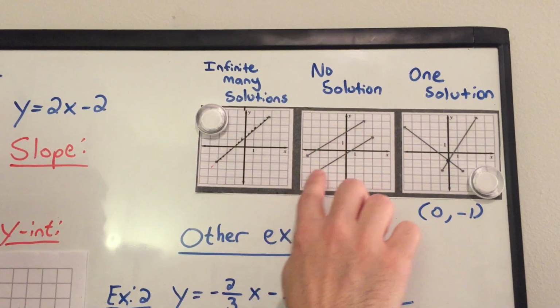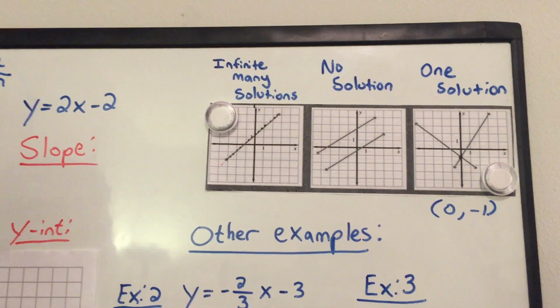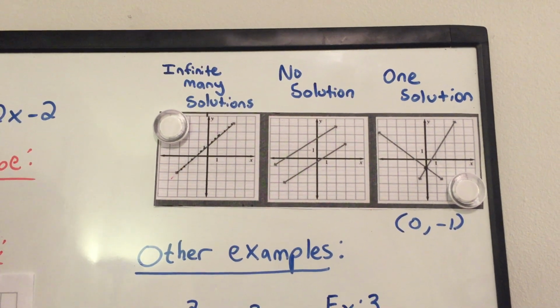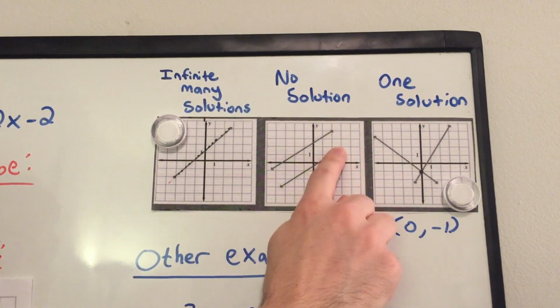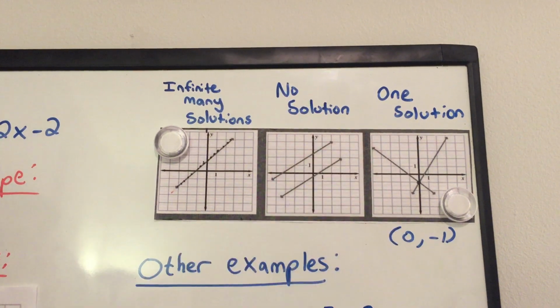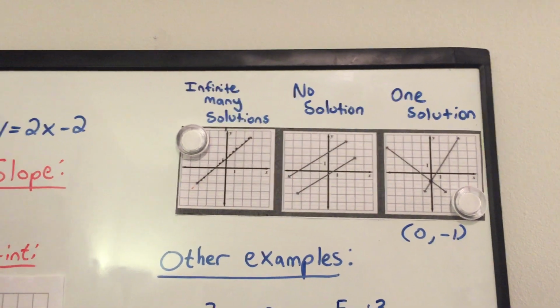Now, let's go to the next one, no solution. Clearly, these are what we call parallel lines. And with parallel lines, we know that they will never intersect. Meaning, if they never intersect, we can never have a solution, which is why we have no solution, no intersection.